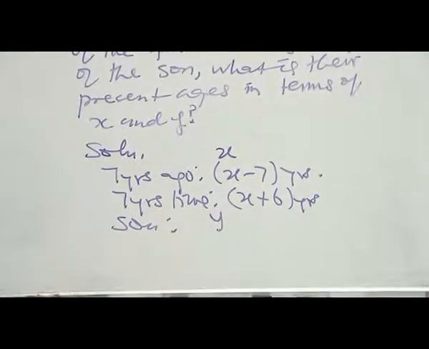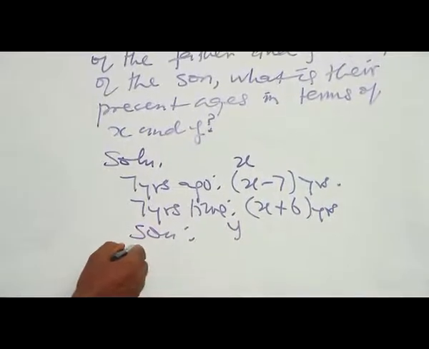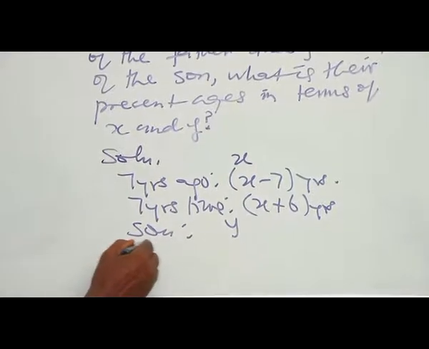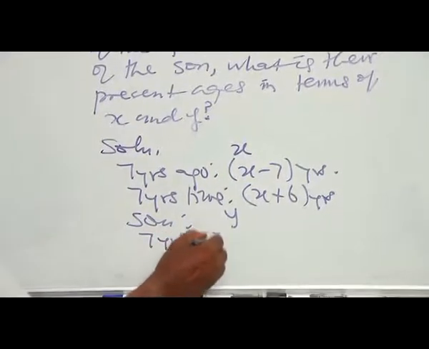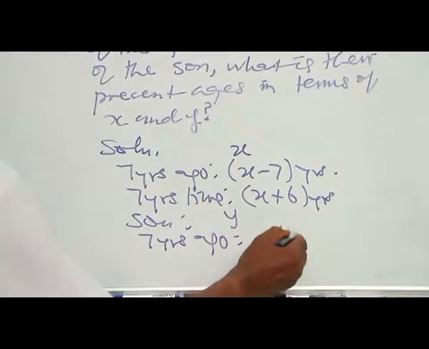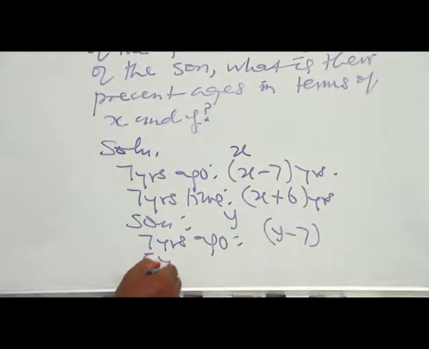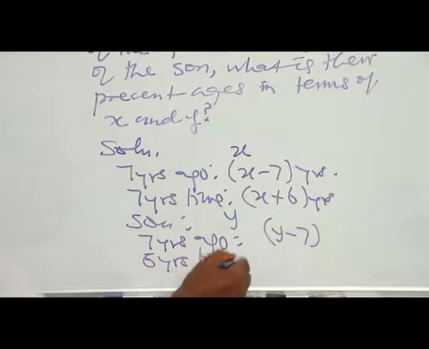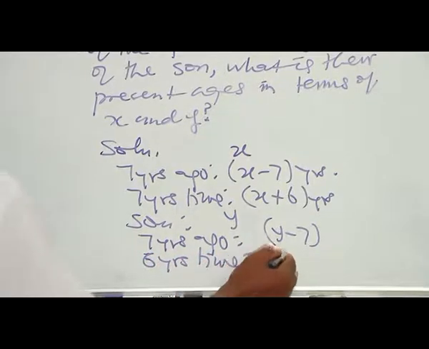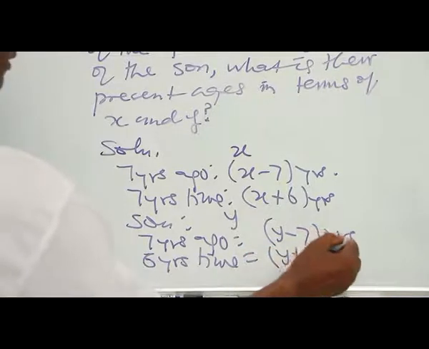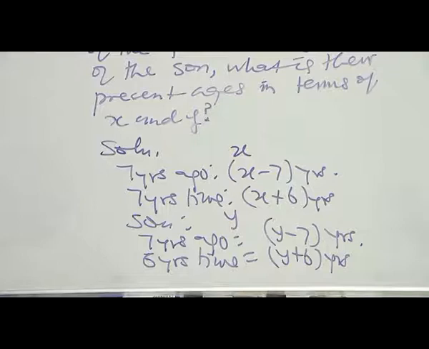Presently is y years. And then you are told again in this case that 7 years ago, the son will be y minus 7 years old. And then of course 6 years' time, the son will be equal to y plus 6 years old. Alright, now this is what we have. We are going to combine them based on the instruction given to us.